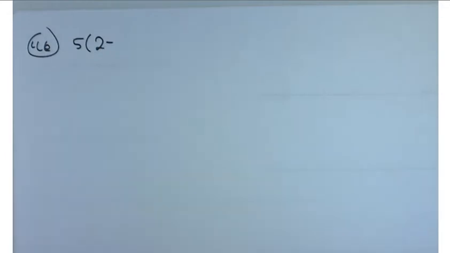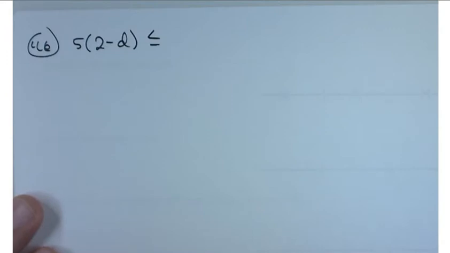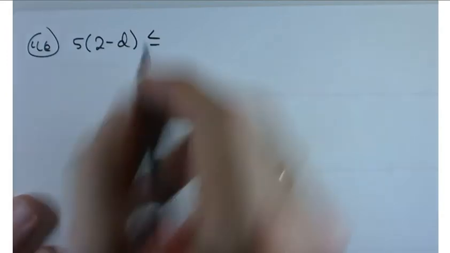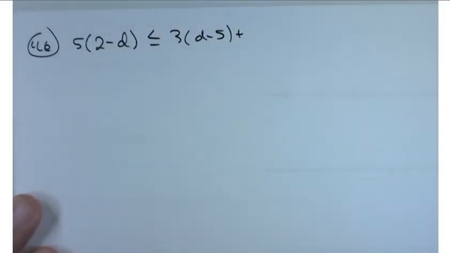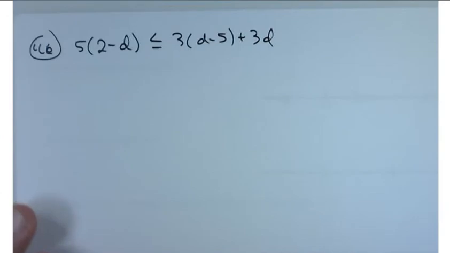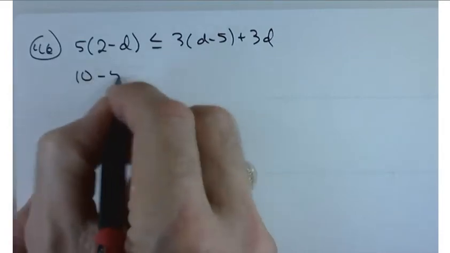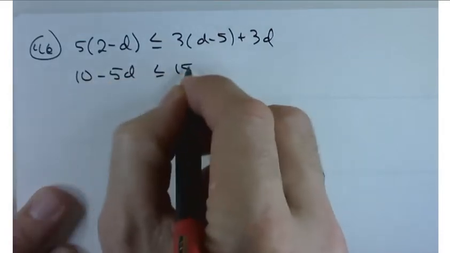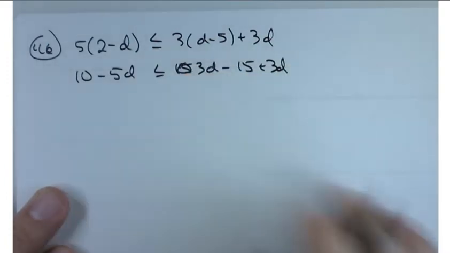Five times 2 minus d is less than or equal to 3 times d minus 5 plus 3d. Okay, well, how would you start out? How would you suggest that somebody works on this first? Yeah, let's distribute here. So 10 minus 5d is less than or equal to 3d minus 15 plus 3d again.